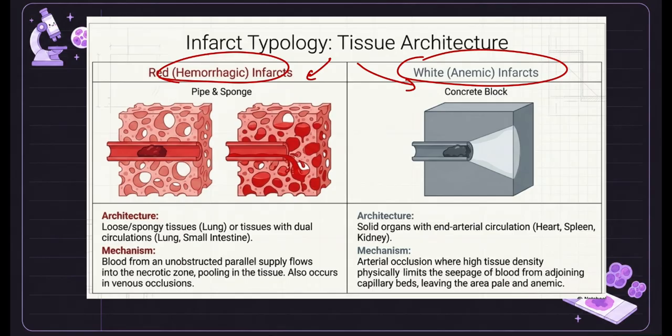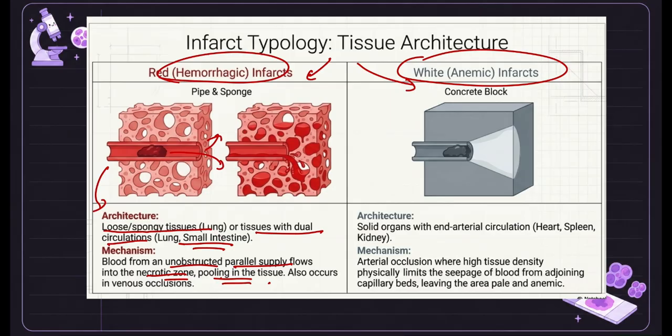The existing physical architecture of the specific organ dictates exactly which type of infarct will occur. Structurally, a red infarct acts a lot like a broken pipe leaking deep into a spongy material. This specific type of infarct happens in loose, spongy tissues like the lung. It also happens in tissues uniquely equipped with dual blood circulations, like the lung and the small intestine. Blood simply flows from an unobstructed parallel vessel right into the dying zone. It actively pools in the loose tissue. This makes the entire area appear deeply red.